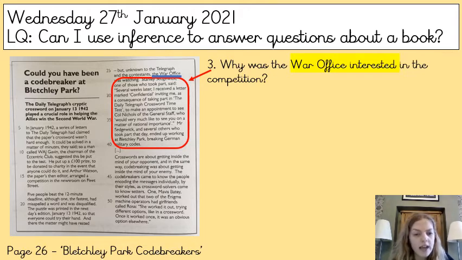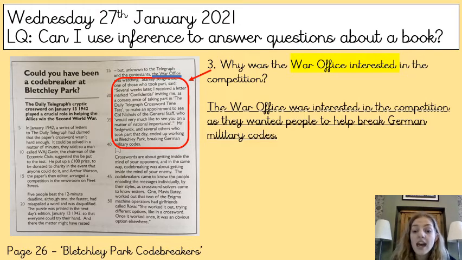So for question 3, I've identified again where it uses the words War Office, and I've continued to read on because even though it mentions the War Office there, it doesn't quite tell me my answer. So I would have to read the rest of that paragraph to identify why the War Office was interested in the competition. And I've just written my answer there. So reading that and based on what we've already read about Bletchley Park and what I've just told you, this is why the War Office was interested in the crossword competition.